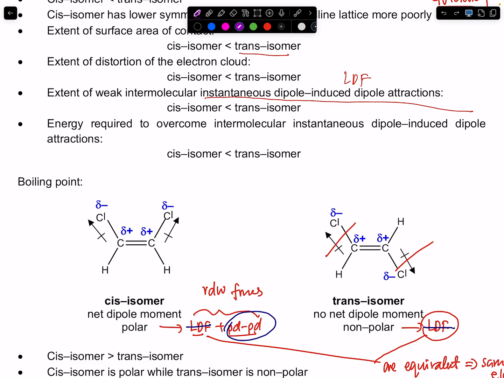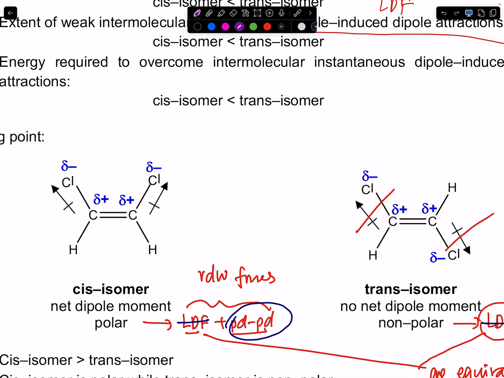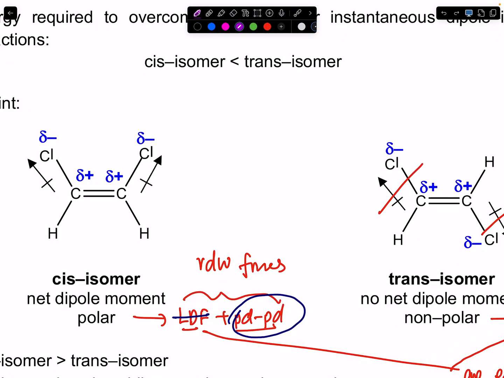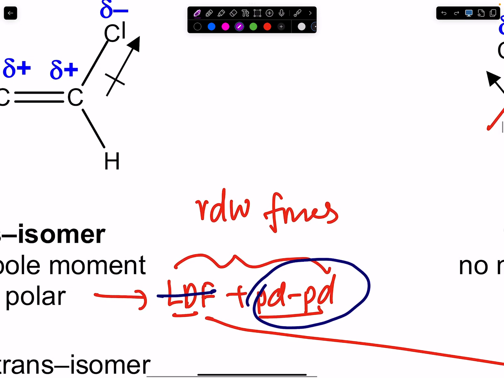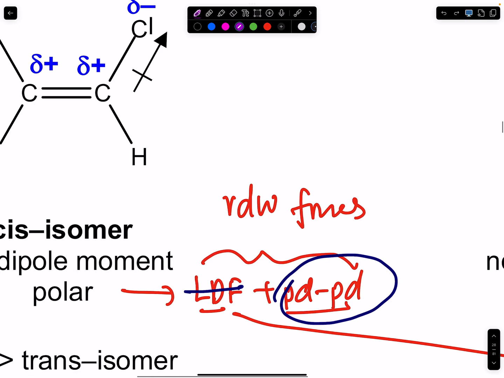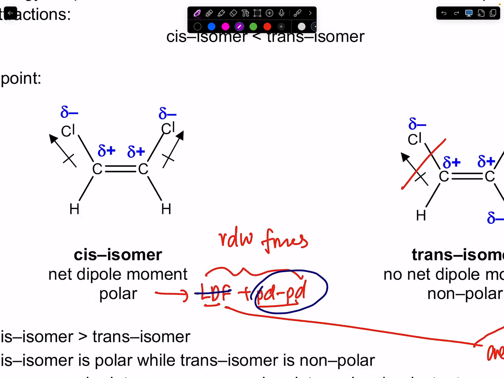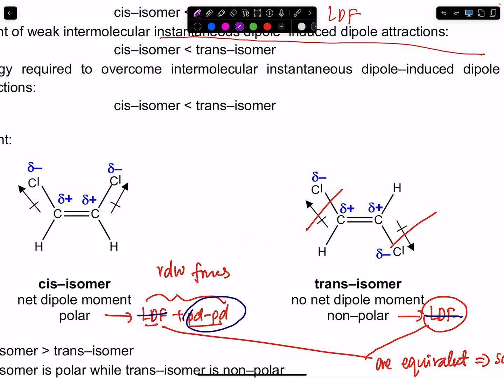Are you all clear? So I would like you guys to take a look at the cis isomer. The cis isomer is polar, guys. Are you able to see that? And because it is polar, it is held together by London dispersion forces and dipole-dipole. Now, the summation of London dispersion forces and dipole-dipole is known as van der Waals forces. Clear? Over on the right-hand side, the molecule is non-polar, so it only has London dispersion forces.